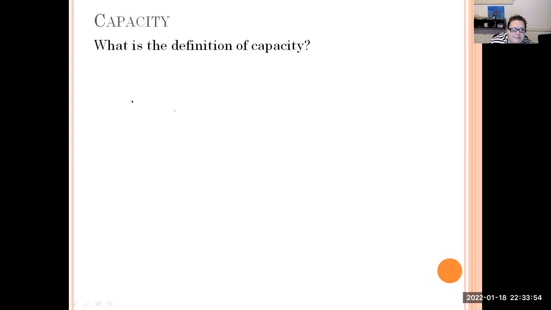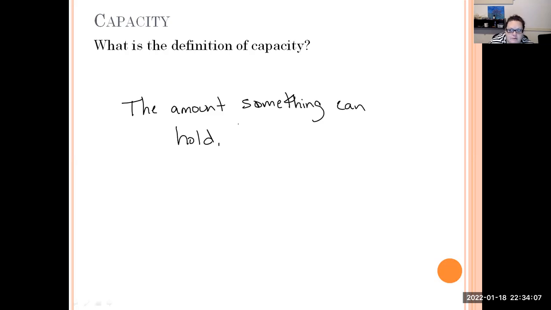The capacity is the amount something can hold, contain, or produce. That is an O. There we go. Okay.